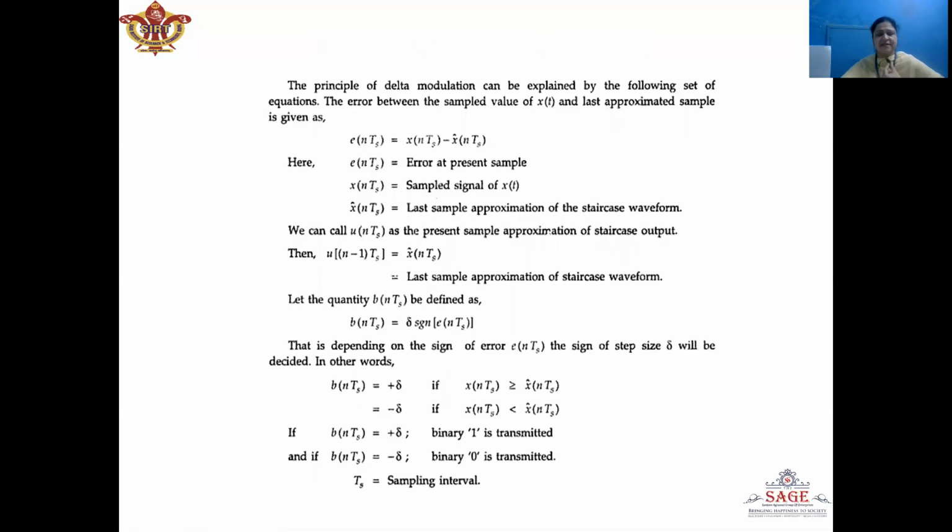v(nTs) is given by the expression delta times signum of e(nTs). We know the signum function can take only two values, plus 1 and minus 1. So here also v(nTs) can take only two values, plus delta and minus delta, where delta is the step size. The plus delta value is generated when x(nTs) is greater than or equal to the approximated signal x cap(nTs), whereas the minus delta value is there when x(nTs) is less than x cap(nTs). So corresponding to plus delta, binary 1 is transmitted, whereas for minus delta, binary 0 is transmitted. So the single bit 1 or 0 represents the delta modulator output.